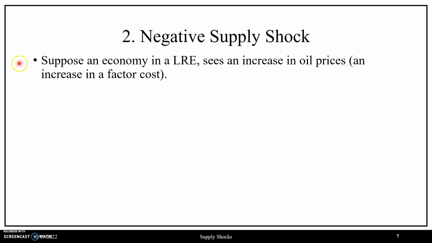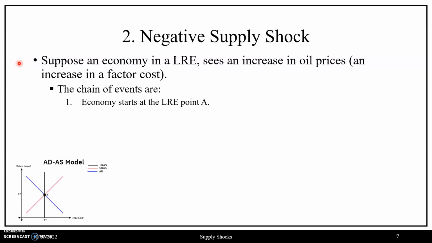So in our example, suppose that we have an economy that's initially in a long-run equilibrium, then it experiences an increase in oil prices, where here oil is used as an input in the production of goods and services. With oil prices increasing, this is going to make it more expensive for firms to produce their goods and services. So this is going to be a negative change to the short-run aggregate supply curve, henceforth a negative supply shock. Here the chain of events are: we initially have our economy in a long-run equilibrium.